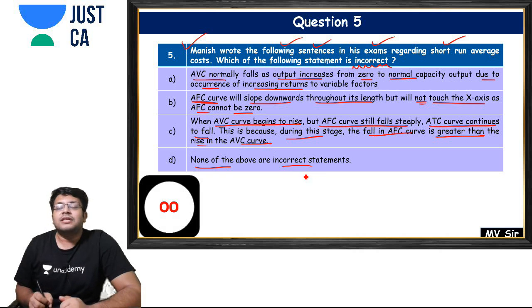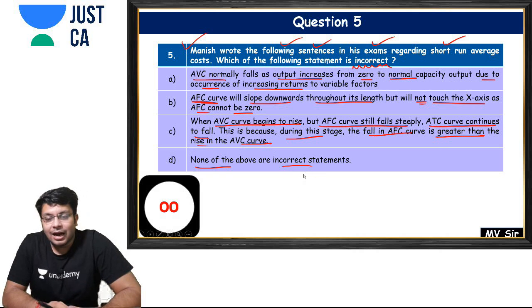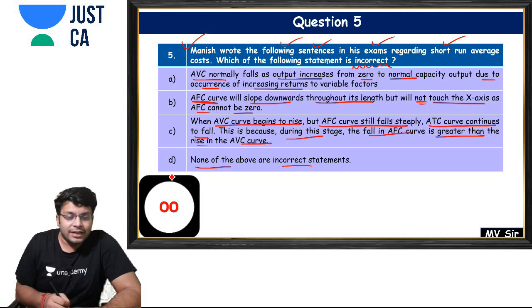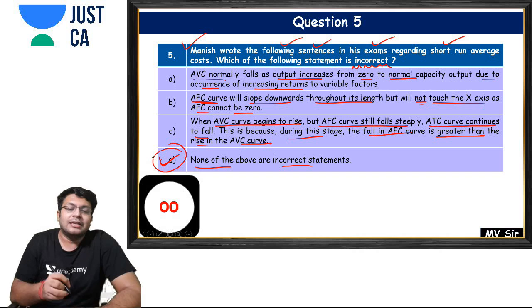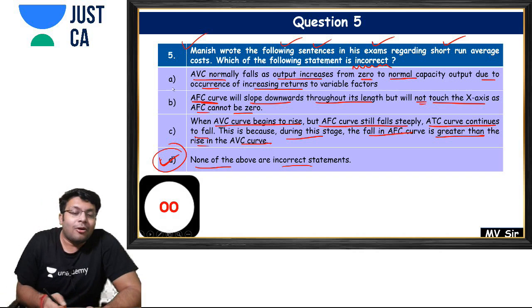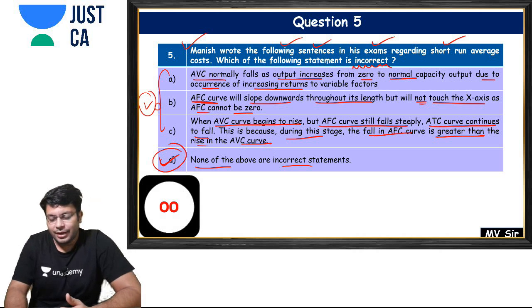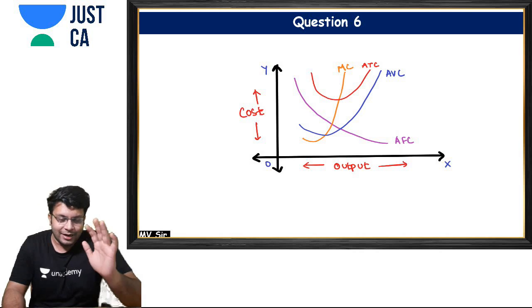So the answer of this question is, my friends, option D. Yes. So obviously it is option D. All the three options are totally correct. So what is the answer? None of the above are incorrect. Okay. So Manish has written all the correct answers.